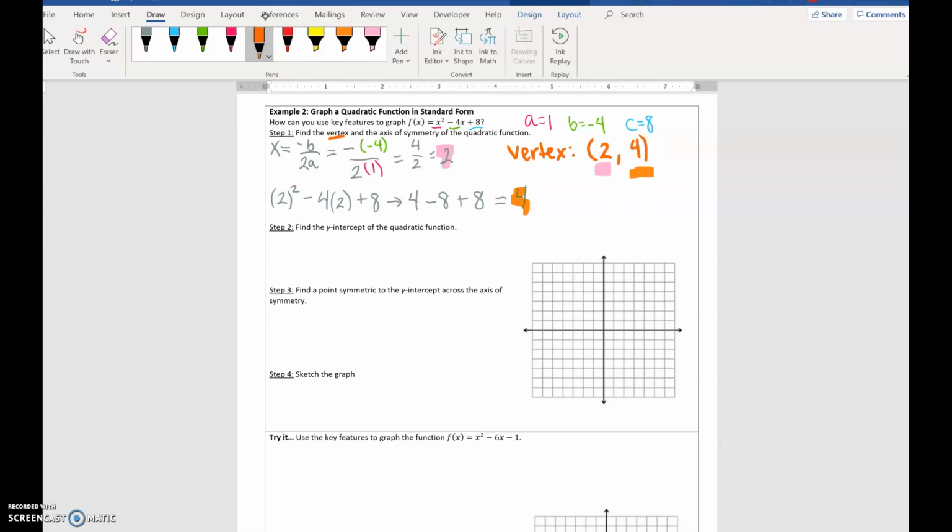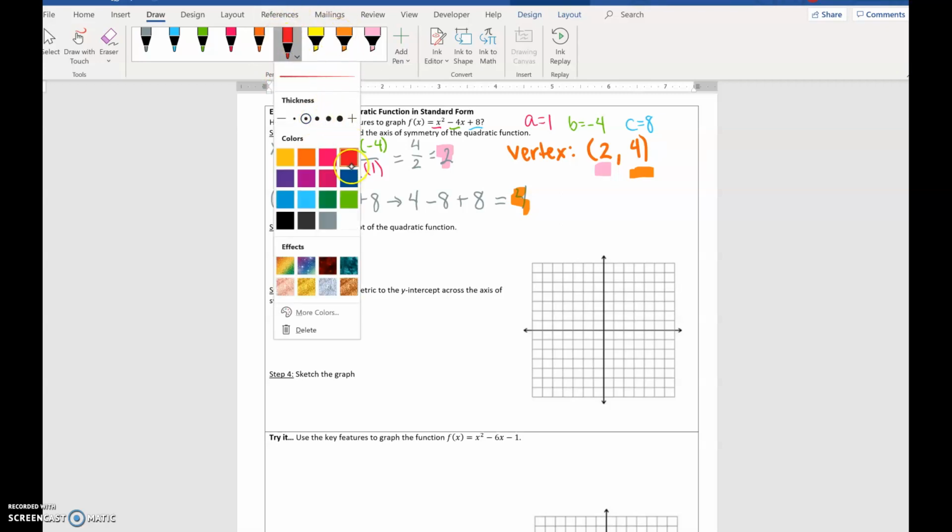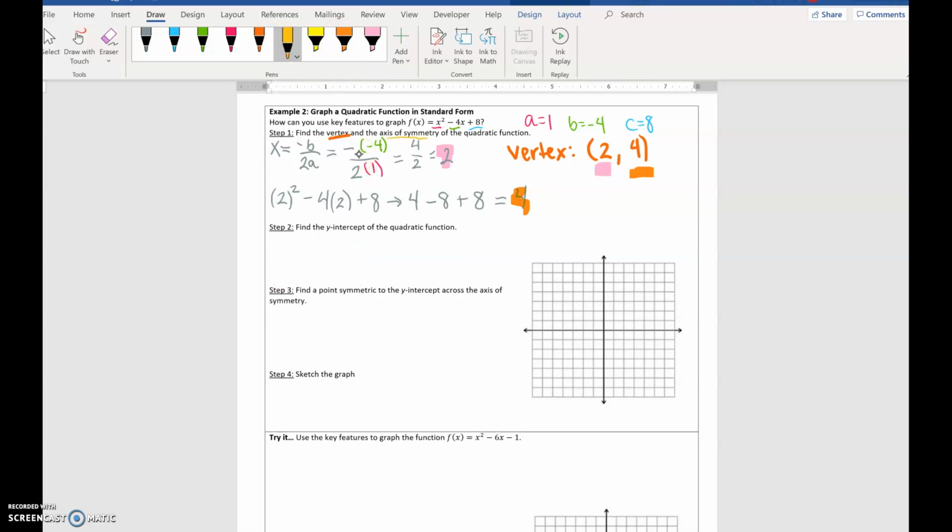So that's the vertex. And then it said to identify the axis of symmetry as well. And the axis of symmetry, we had said, was the x value of this. So axis of symmetry equals x equals 2. So x equals 2 right here. That's our axis of symmetry. And then our vertex is at 2, 4. Okay.